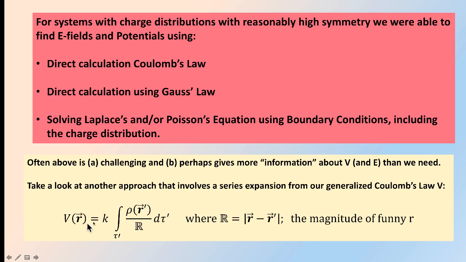Here's our potential, given by something that looks like kq over r. Remember that this involves a charge distribution that's defined within a volume tau prime. This quantity here is the magnitude of the funny vector, and the funny vector was r minus r prime. This would be the source point, this would be the field point.